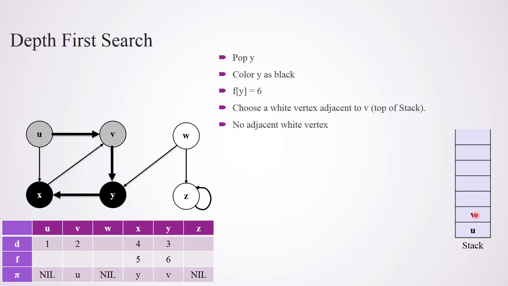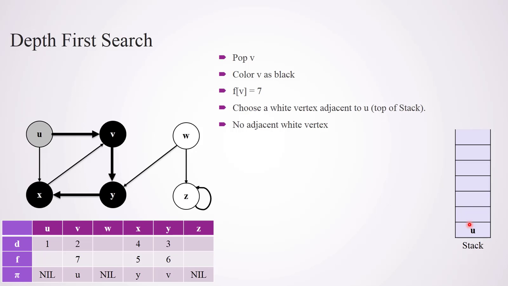Again we have to look at the top of the stack. Top of the stack contains V. Choose a white vertex adjacent to V. V has only one adjacent vertex, that is Y, which is already black in color. So no adjacent white vertex. So we have to pop V also. V is popped. We change the color of V as black. F of V equals 7. Finishing time of V is 7.